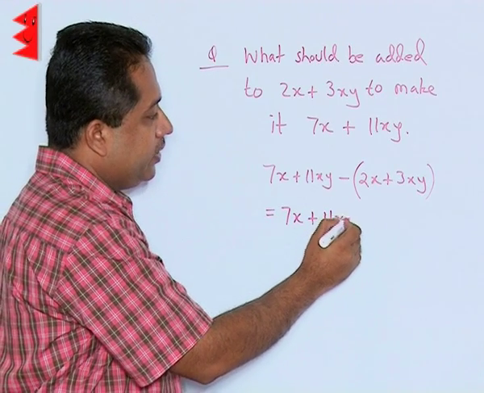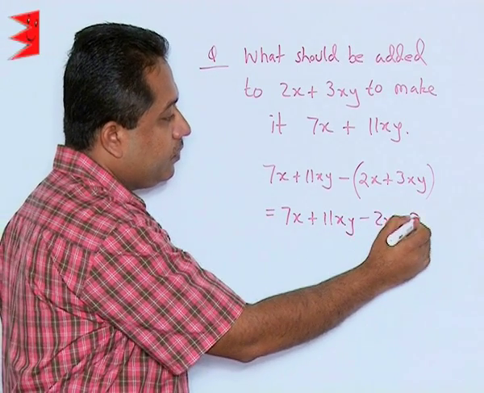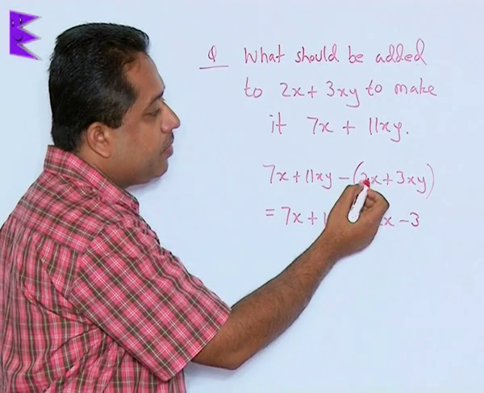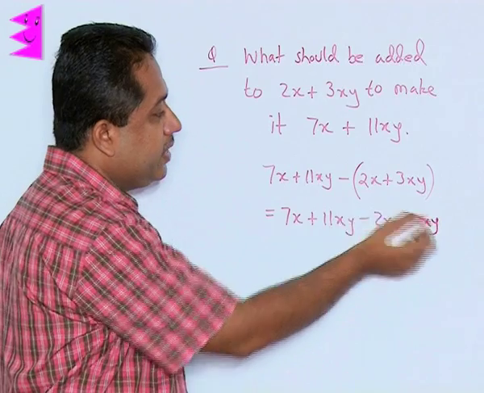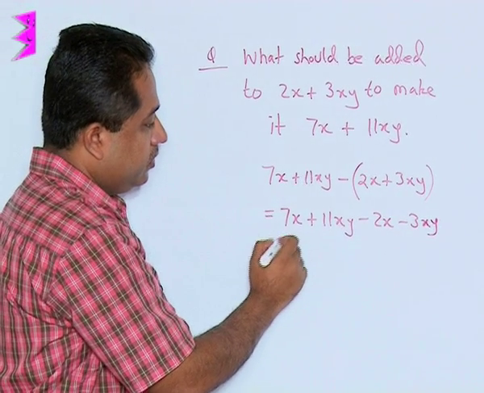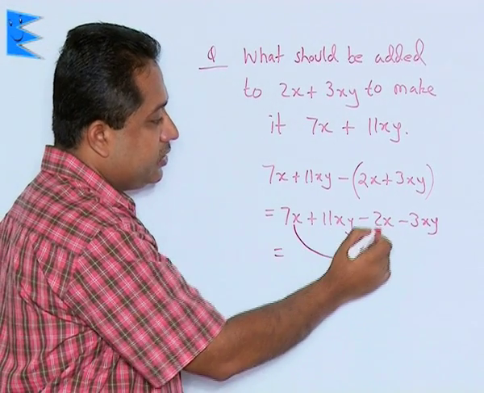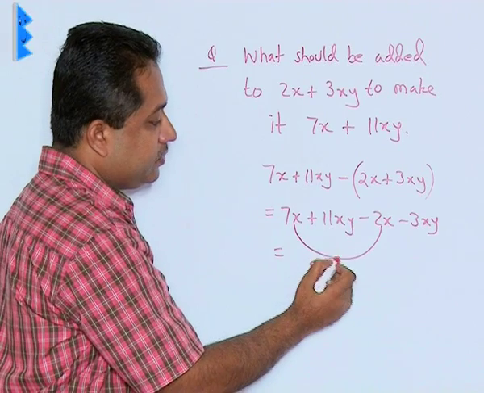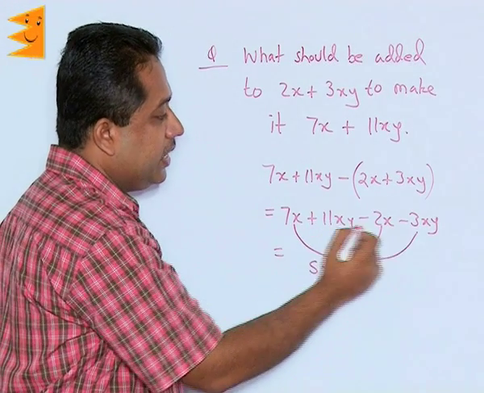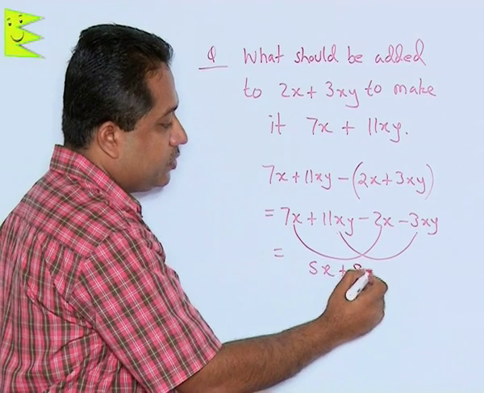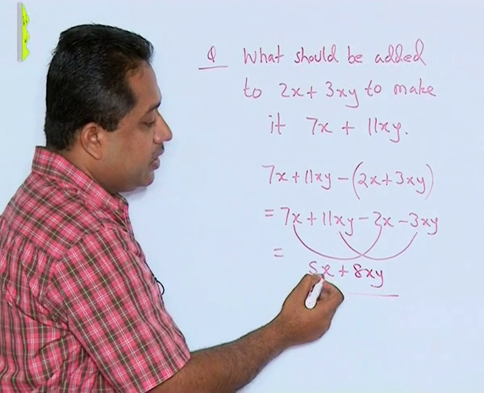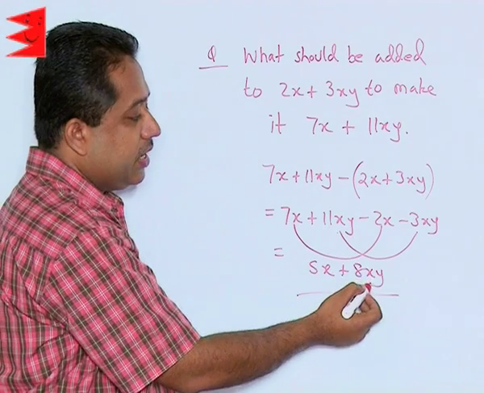So, open the bracket, signs are going to change. This will become minus 2x minus 3xy. Take the like terms, 7x minus 2x, we get 5x, and 11xy minus 3xy, we get 8xy. So, final result will be 5x plus 8xy.